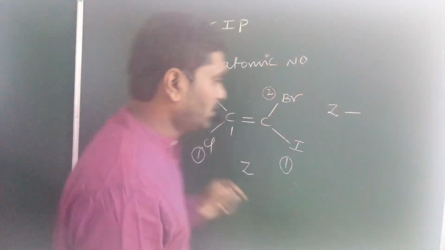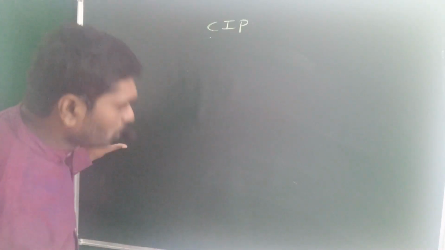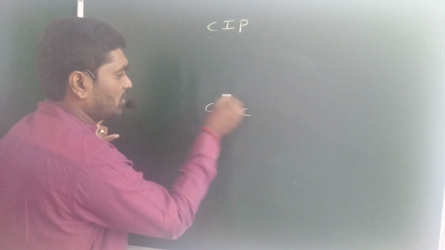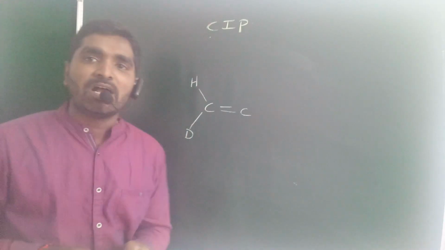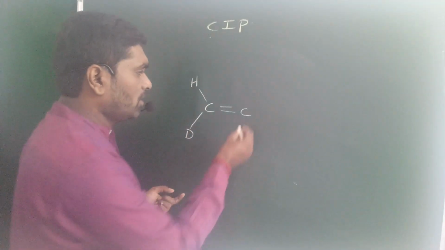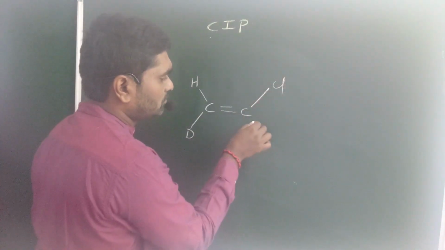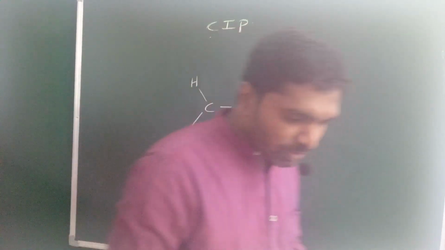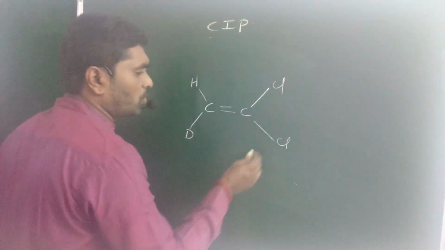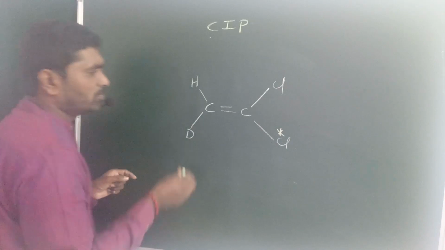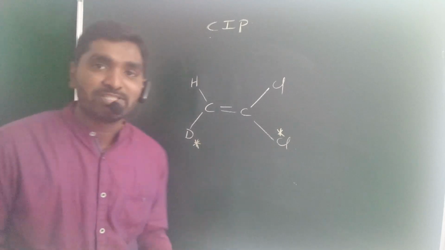And another important one, the second important rule. Look at this one, C double bond C. This carbon may be bonded with hydrogen and deuterium. The second one may be bonded with chlorine, and again chlorine. So what happened here? These may be isotopes. This chlorine may be an isotope. You know that deuterium is the isotope of hydrogen. So these two are isotopes.